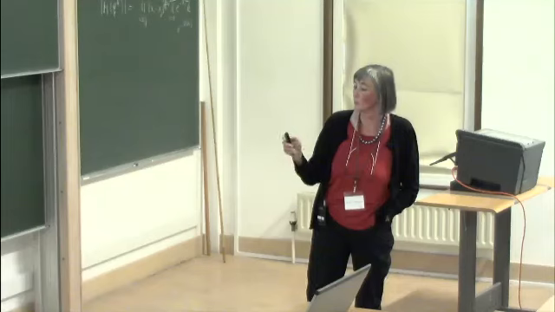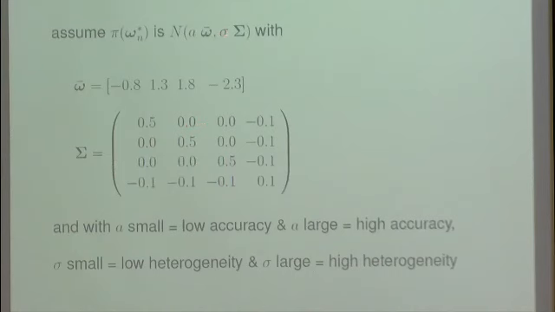Similar thing with the sigma. This gives the heterogeneity between the people. So if sigma is small, the people are not very different. If sigma is large, the people are very different. Okay? So I have 4 combinations, low and high accuracy, low and high heterogeneity.